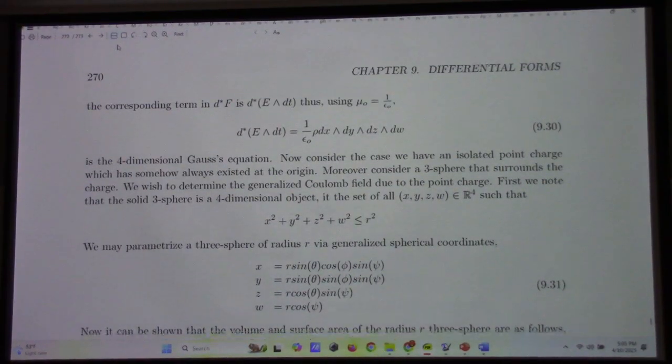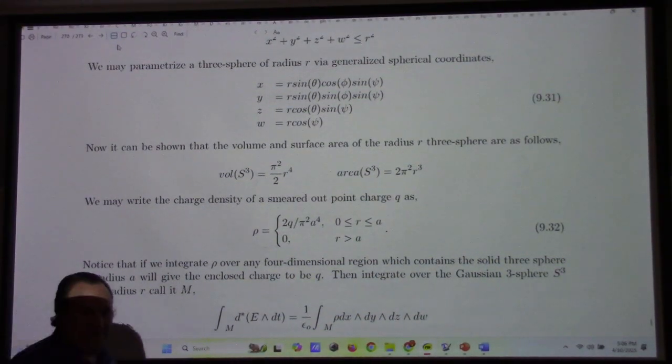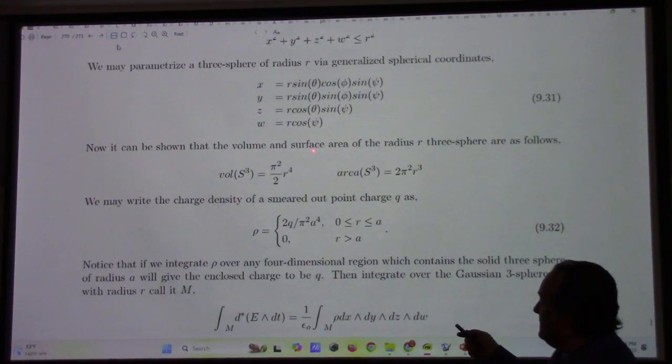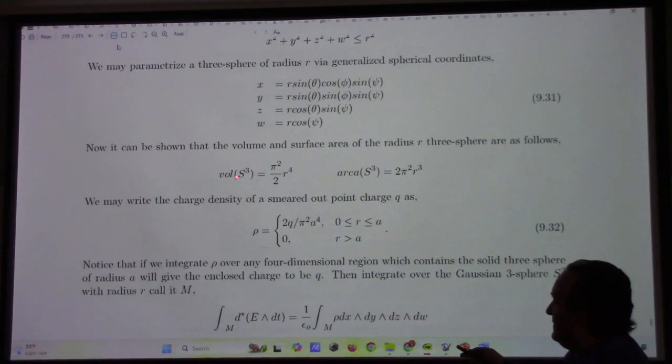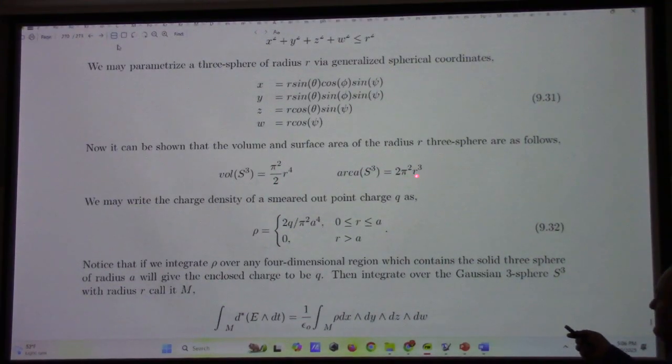But anyway, here's something you should fuss at me about. I really should say the 4-volume and the surface volume of a 3-sphere are this. So the volume of the 3-sphere is pi squared r to the 4th over 2. And the area is, you differentiate this, you get 2 pi squared r cubed. And if I wanted to have a point charge uniformly smeared out, I would just give this formula: q divided by the volume of the 4-sphere from 0 to a, and then 0 outside.